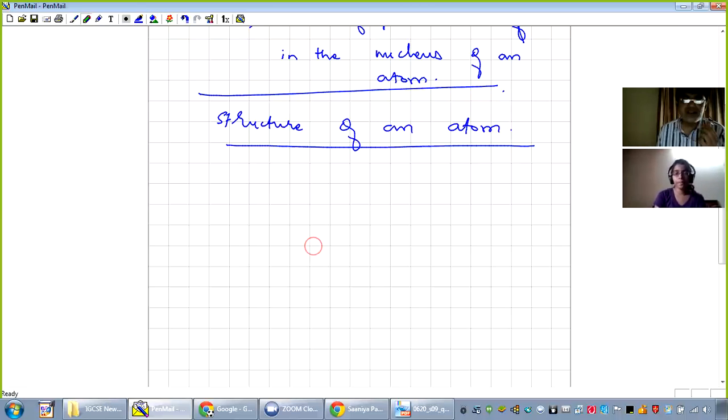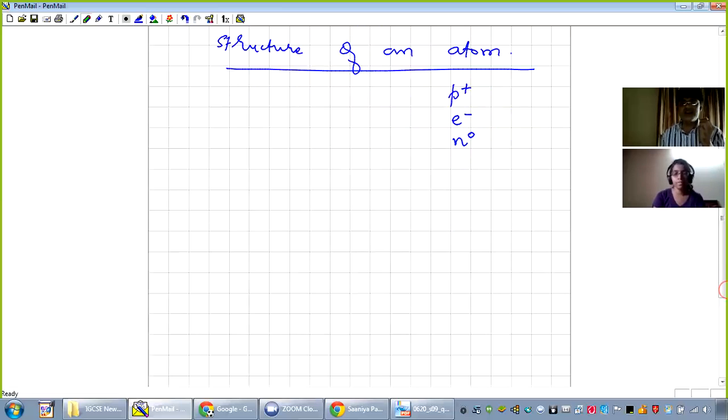Now we are coming to the basic structure of an atom, as you have stated earlier. The atom consists of three basic or fundamental particles. One is protons, which are positively charged. The second one is electrons, which are negatively charged particles. And finally, the last one, neutrons, which are uncharged particles.